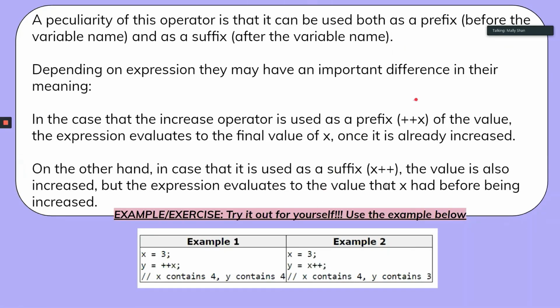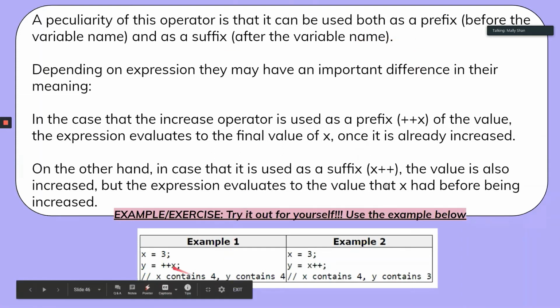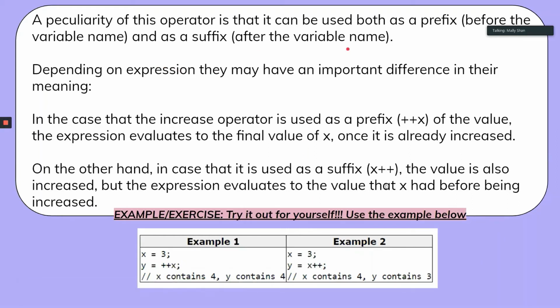It can be used both as a prefix and a suffix. So what I mean by this is, with this example, this counts as a prefix because you're adding the plus plus before the variable. This counts as a suffix because you're adding the plus plus after the variable. And it does have a slight importance that becomes mega important when you create even more complicated code. So in the case that the increase operator is used as a prefix, that it's used before the x, the expression evaluates the final value of x once it is already increased.